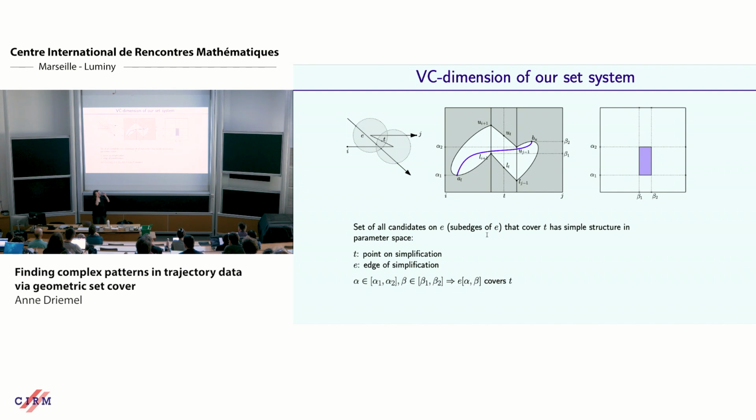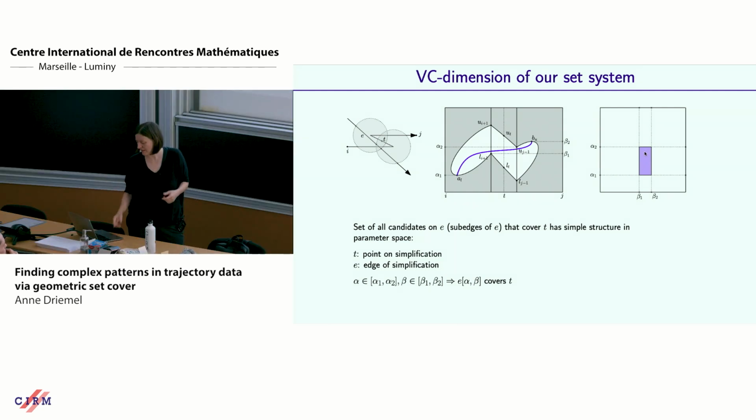Just looking at this very small example, if you think about all the possible paths that go from this cell to that cell, maybe if you squint your eyes, you can believe me that the start and end points lie in this rectangle. So the set of candidates that cover a point T in the middle here, you can actually think of this as a rectangle. We can kind of reduce it to analyzing rectangles, except we have unions of rectangles, but that doesn't matter. So we can analyze the VC dimension of our set system and then get better than log n approximation factor.